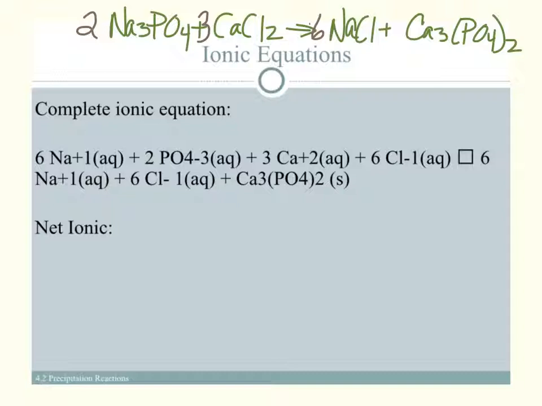When I split this apart, I've got 2 times 3 on the Na, so that gives me 6 Na plus 1. I've got 2 PO4 3 minus. I have 3 Ca with a 2 plus charge, and I've got 3 times 2 on the Cls, so 6 Cl with a minus 1 charge. This should be my arrow here. When I open the PowerPoint, it gets rid of the arrows. I don't know why it does it.